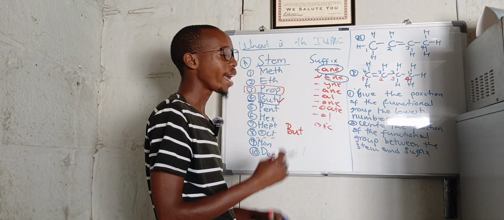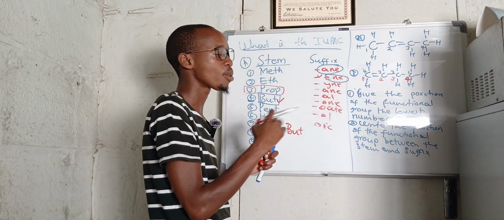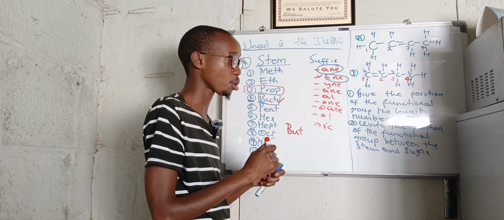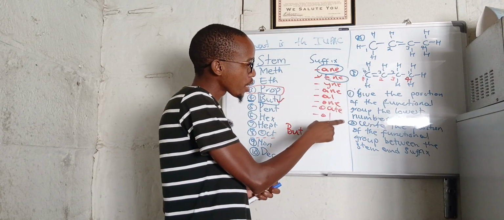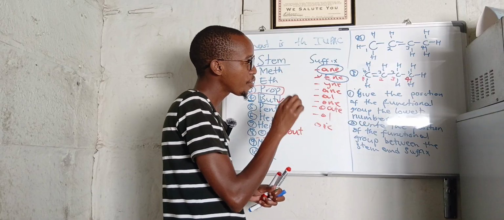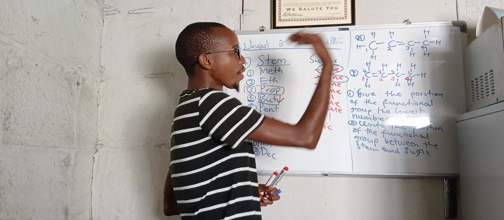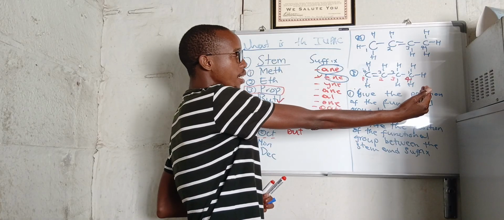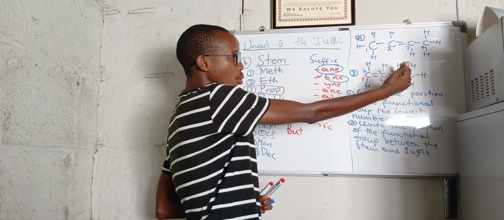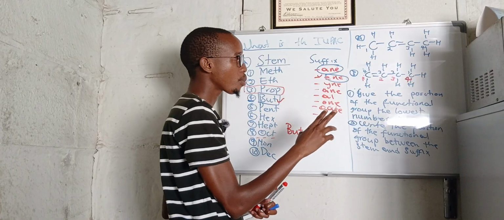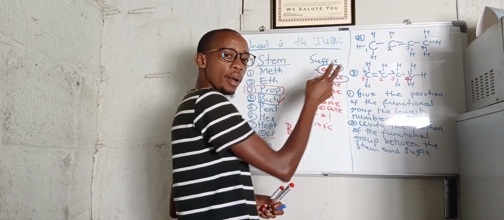Now, why did I start counting the number of carbons from both left to right? What is it that I want to show you? I want to show you point number 1: give the position of the functional group the lowest number. So if I start counting my carbons from the right, I will have positions 1, 2, 3, and 4, meaning the functional group will be between carbon number 3 and carbon number 4.